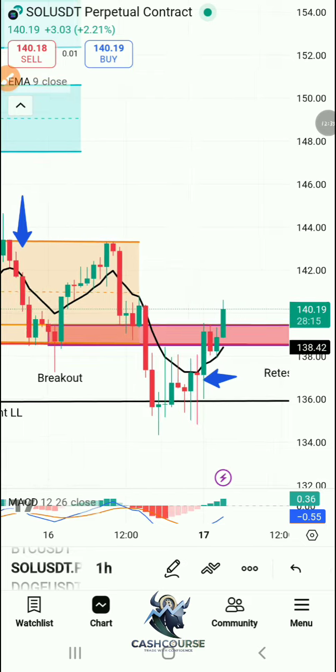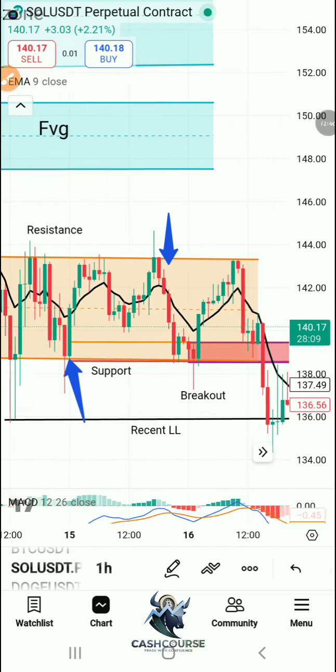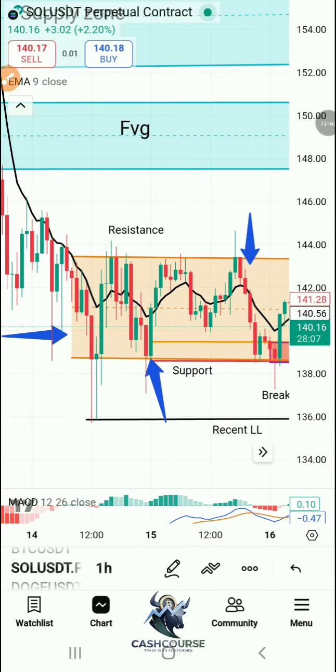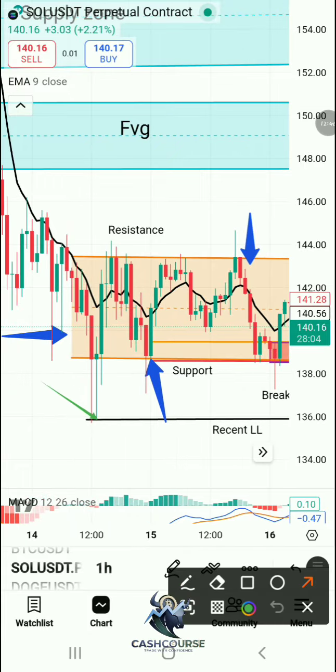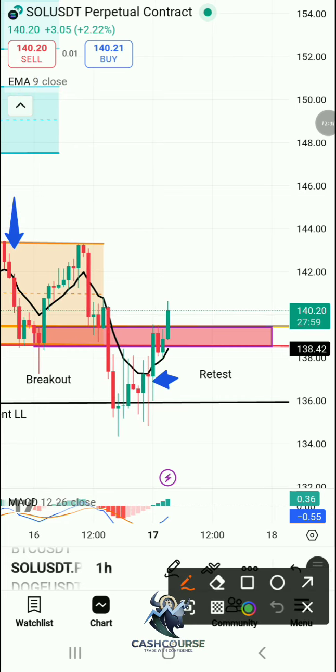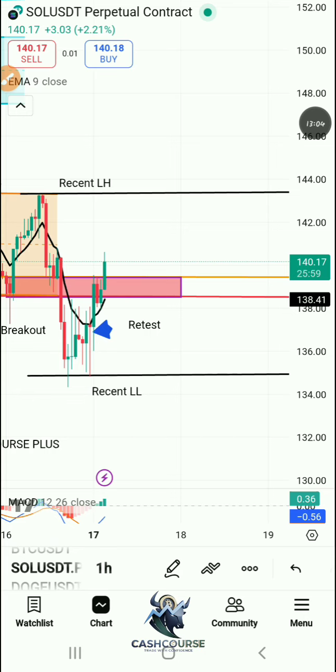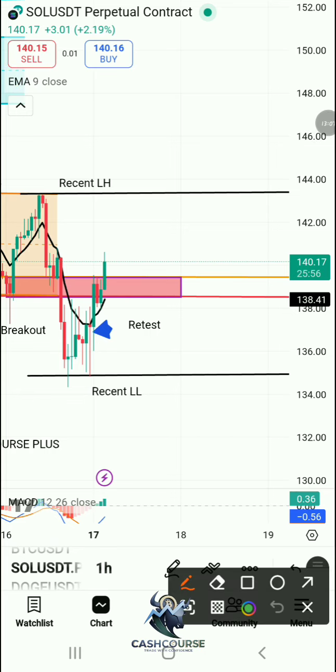So the character hasn't changed yet, and as you can see, this was our most recent lower low, and price just broke the most recent lower low over here. So now this is going to become our new lower low, and then this is going to become our new lower high. Let me draw it out. I'm going to come back in a bit. So we have marked out our new lower low over here and our new lower high over here.